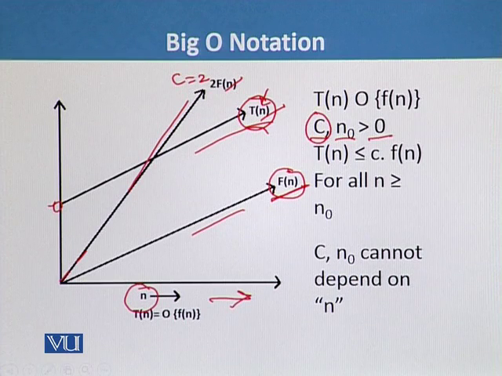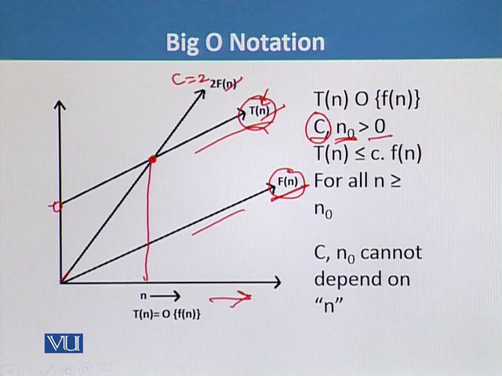And in this graph, n naught is the value where 2f(n) intersects the line of T(n). Here we can calculate the value of n naught. So here is the point. We can calculate that this is the value of n naught, and this is the value of c equal to 2.